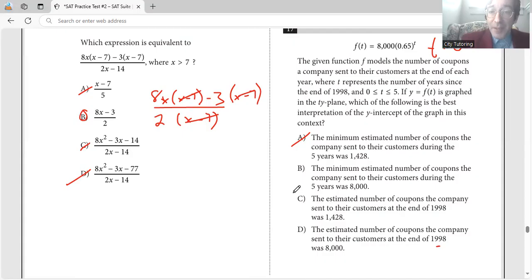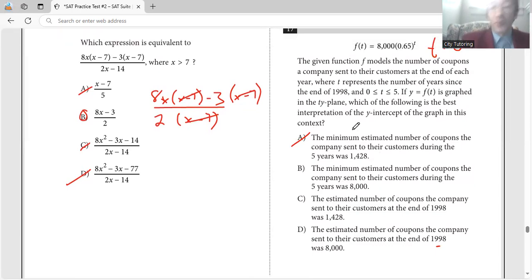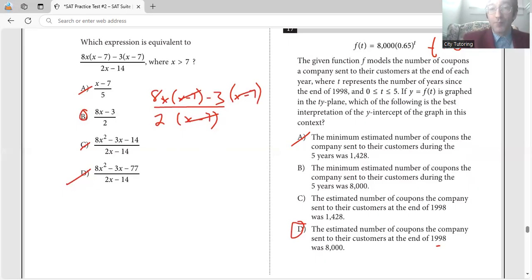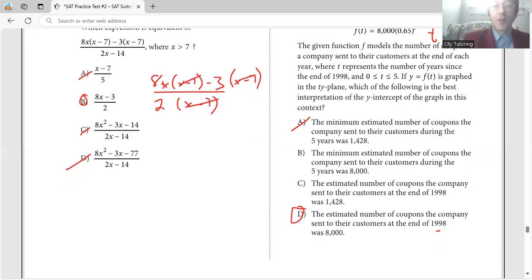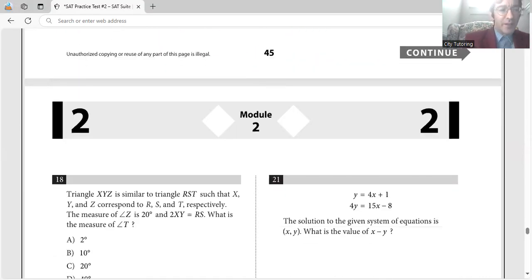And then C says the estimated number of coupons at the end was 1,000. No, because if we set this equal to 0, it's not going to give you 1,428. So it has to be D, most likely. Unless I'm interpreting something wrong, but it only makes sense to be D, right? Because it's talking about the coupons at the end, and it tells you the range here, 0 is less than or equal to t, and t is less than or equal to 5. Right. All right. What else have we got here?